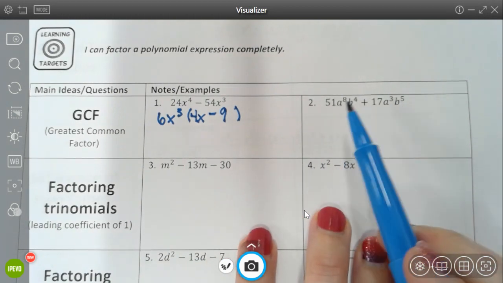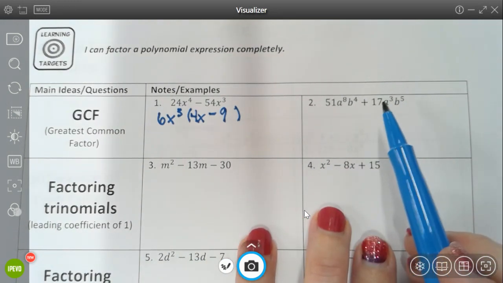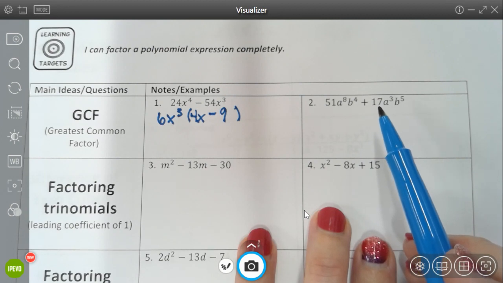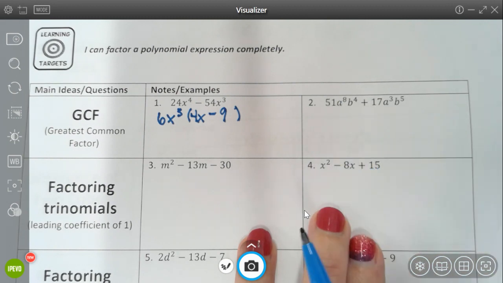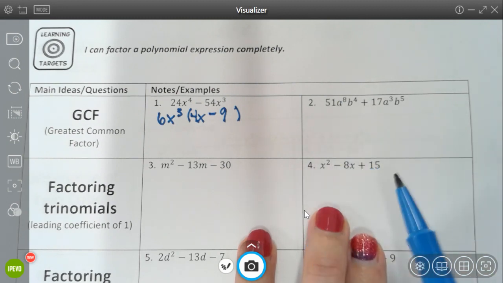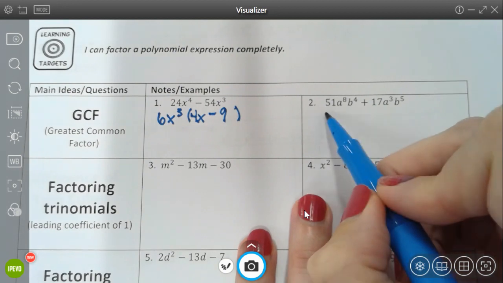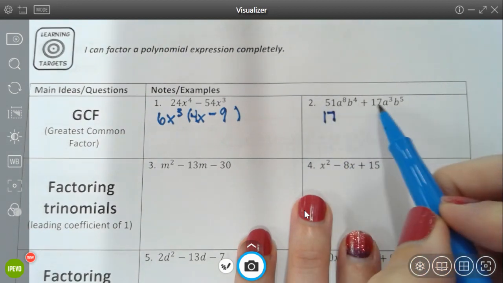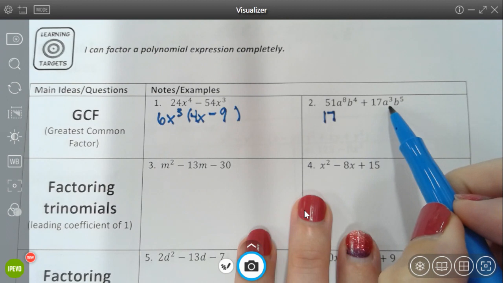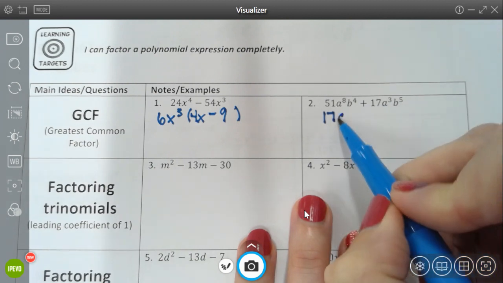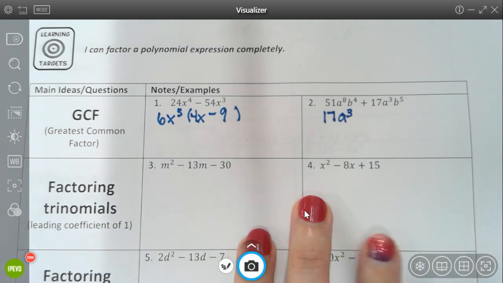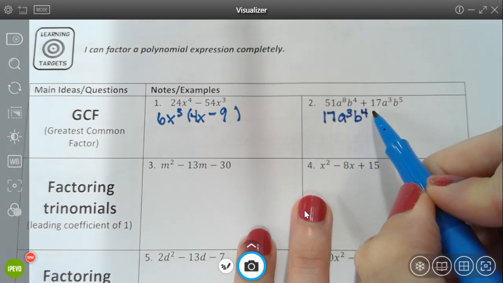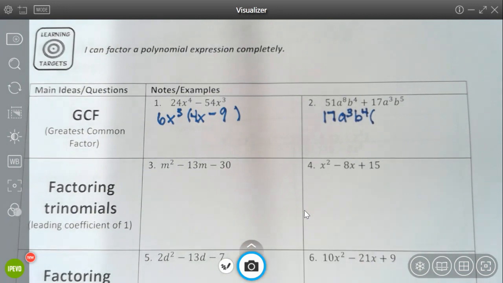When I'm looking at these two terms, 17 is the smaller value. 17 is prime. I can only divide by 1 or 17, and it just so happens that 51 does divide evenly by 17. So I'm going to factor that out as the common factor. And then I can see that both have values of a, so I'm going to take the lower exponent, a cubed. And they both have values of b, so I'm going to take out the lower exponent of b to the fourth. So there's my GCF.